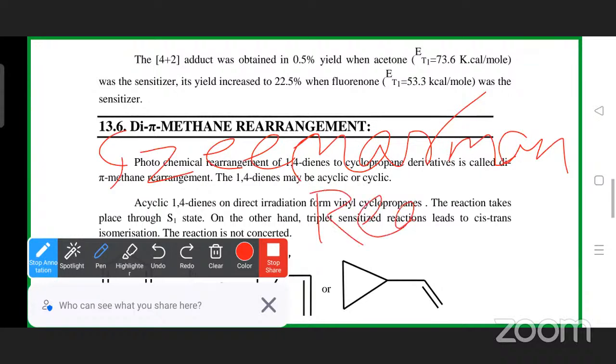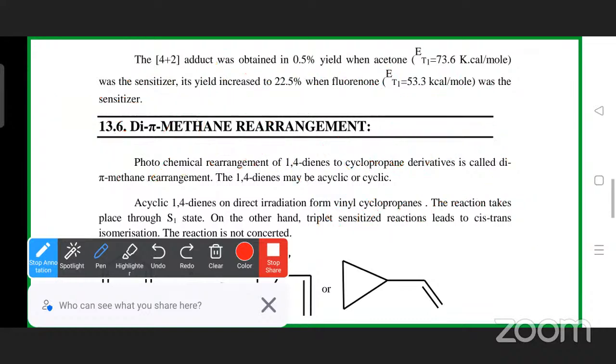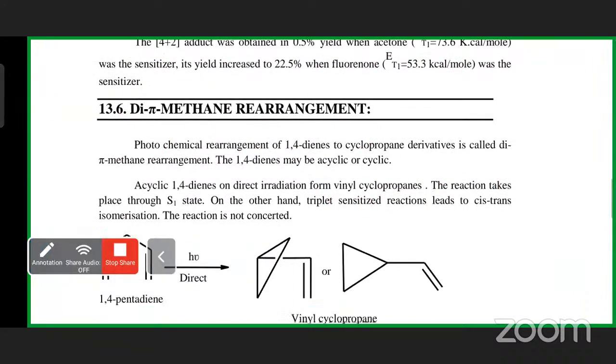Rearrangement. Okay. Zimmermann rearrangement reaction. Another name for this one is the di-pi-methane rearrangement reaction. The Zimmermann rearrangement is very, very important. You can keep 10 or 20 stars here.